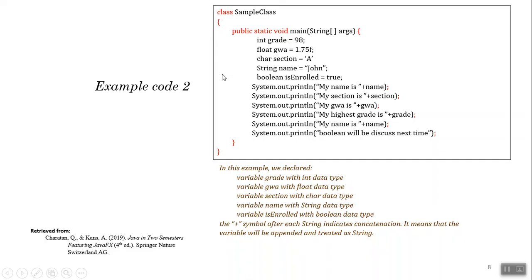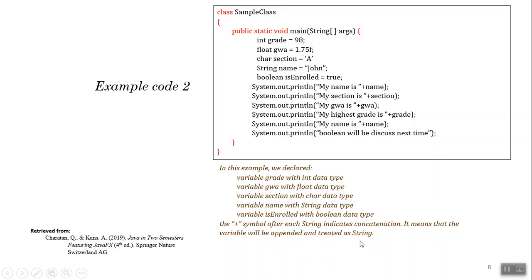In this example, we declared variable grade with int data type, so the data type of grade is integer. Variable GWA with float data type. Variable section with char data type. Variable name with String data type. Variable isEnrolled with boolean data type. The plus symbol after each string indicates concatenation, meaning the variable will be appended and treated as a string.